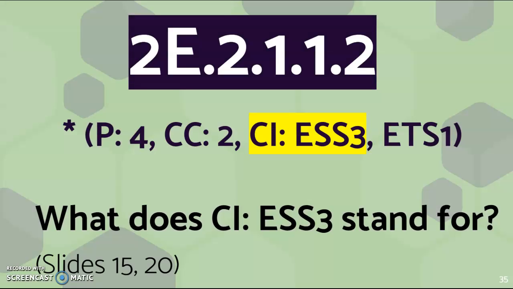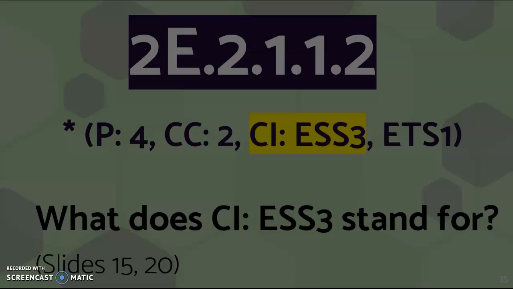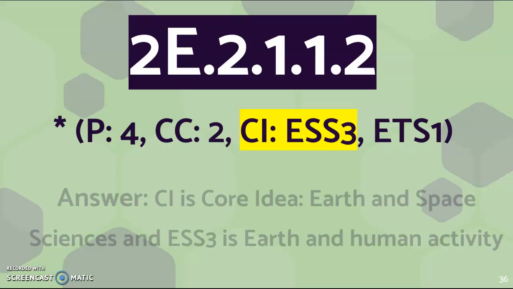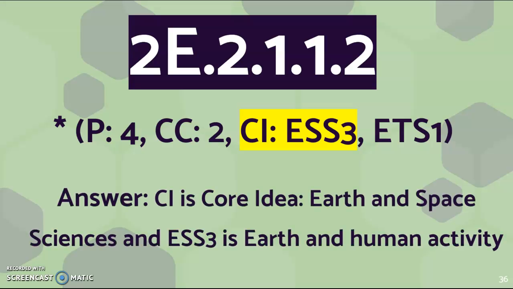Okay, now we're focusing on CI ESS3. So this is in the middle. I have it highlighted there so you can see what we're focusing on. Question is, what does it stand for? And you could refer back to slides 15 and 20 if you needed to look back to guide you. Go ahead, think about it, write it down. Remember, CI is one of the 3 dimensions. Okay, the answer for CI is core idea, and then ESS stands for Earth and Space Sciences. The 3 is for Earth and Human Activity.